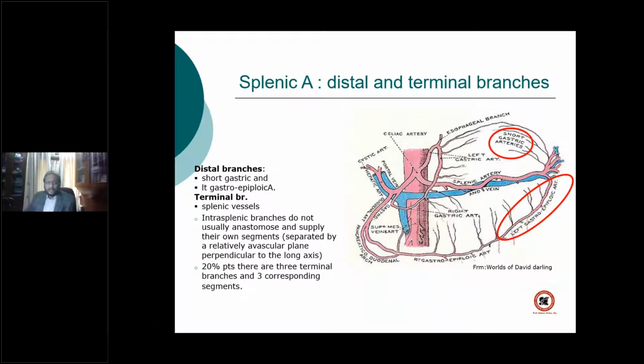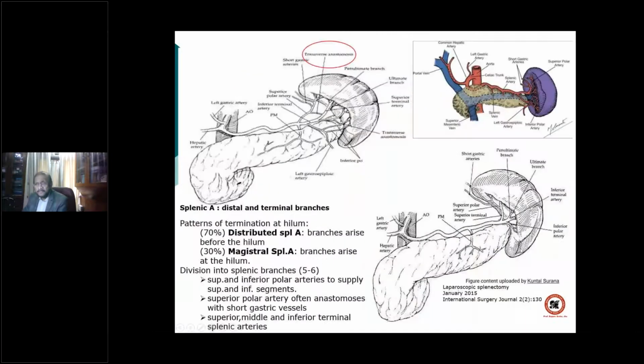Okay. So in 20%, there are 3 terminal branches and 3 corresponding segments. So you've got the 3 corresponding segments of the spleen: segment 1, segment 2, and segment 3. So upper pole, middle pole, and lower pole. That is the pattern in 20%. You can have even more in other patterns, right?